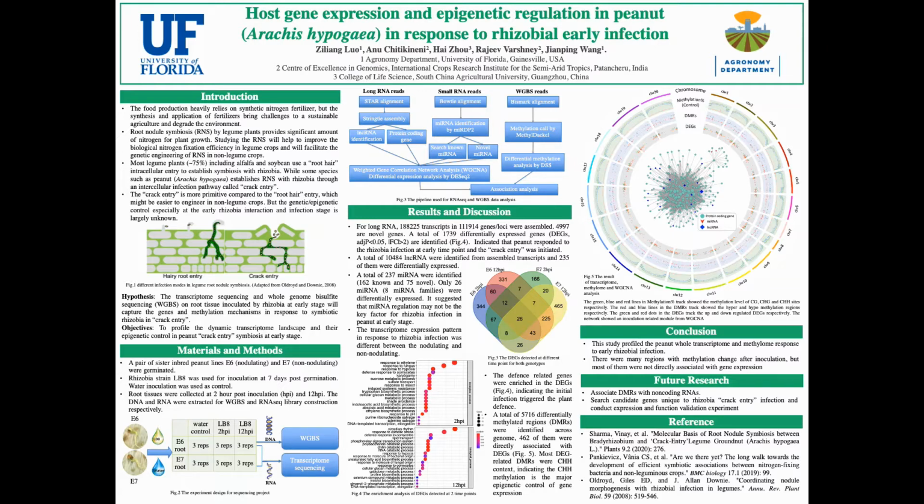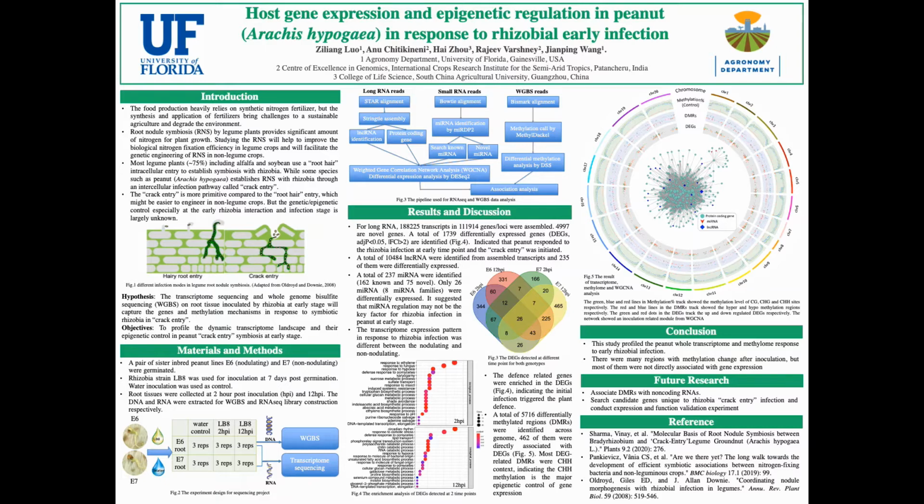As a result, around 188,000 transcripts were assembled, including over 10,000 lncRNAs, and 1,739 differentially expressed genes and 235 differentially expressed lncRNAs were identified. This shows that peanut had a significant response to rhizobia at the early stage. 237 microRNAs were identified in our data, but only 26 of them are differentially expressed. This shows that microRNA regulation might not be the key factor for the rhizobia response.